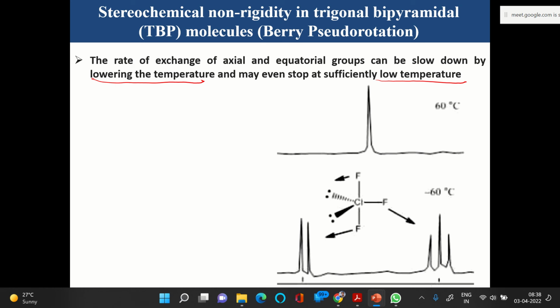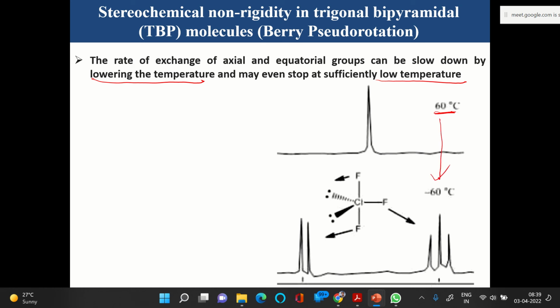By knowledge of quantum mechanics, in rotations J equal to 0 can be populated, and J equal to 0 means there is no rotation at all. So that kind of situation is acceptable. That happens in molecules when you reduce the temperature to some minus 60 degrees. So this is an example of ClF3.